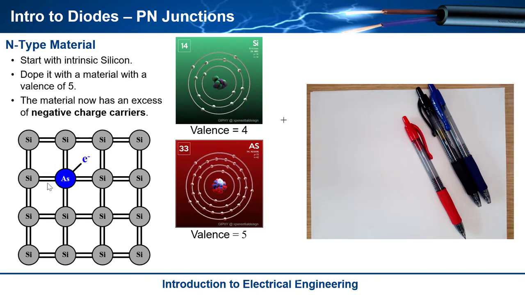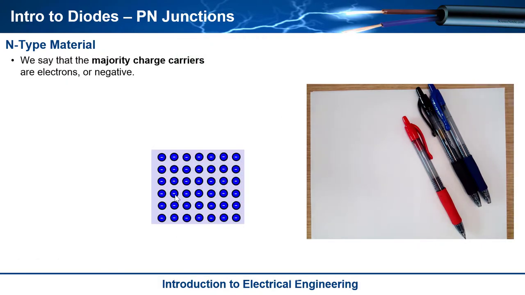So we say that this material now has a negative charge carrier. All right. And so when we draw the n-type material, we can say, okay, this n-type material has majority charge carriers that are electrons, or negatives. And that's true. Okay. So this is the way we draw this. And of course, like I said, we know under the hood, it's silicon.